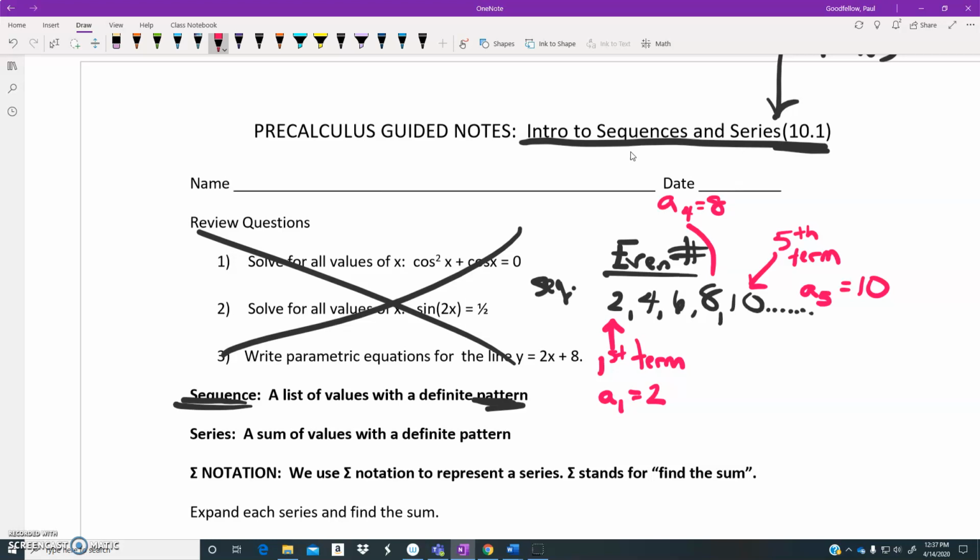Now, if they use a notation that says a sub n, this a sub n is meaning that it's in place of wherever you want it to be. So if I wanted to be at the 5th, I'd put 5 in there.